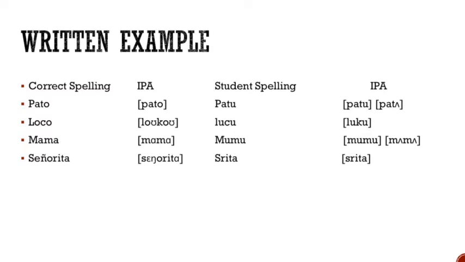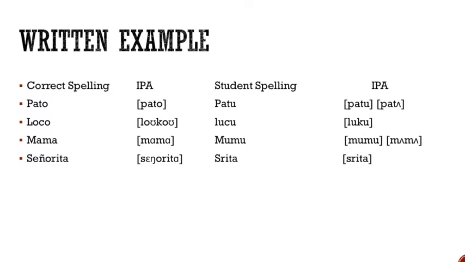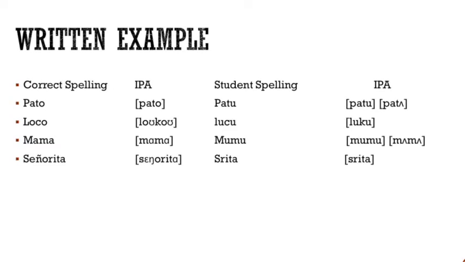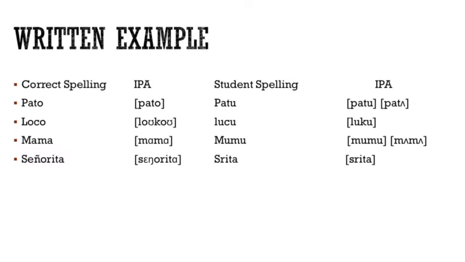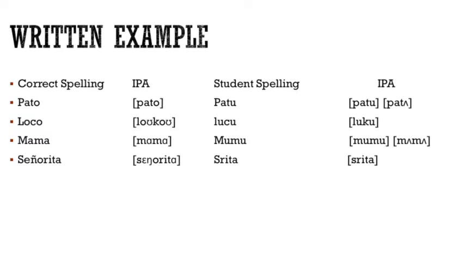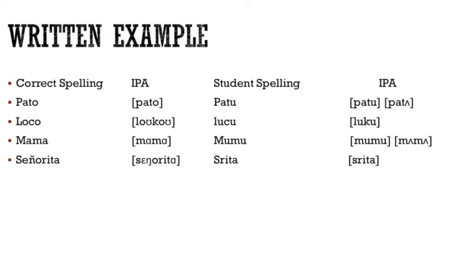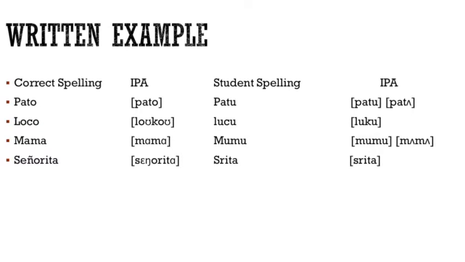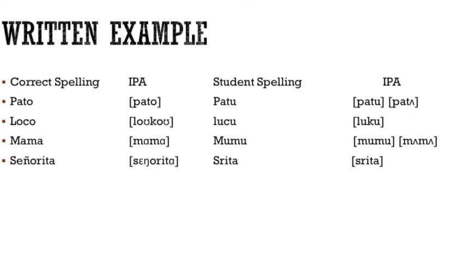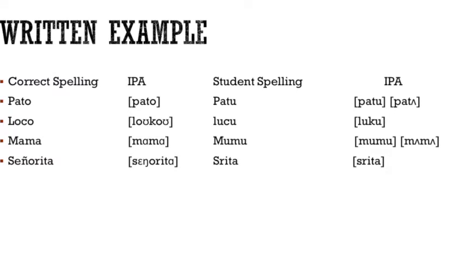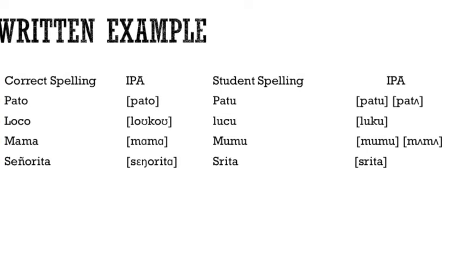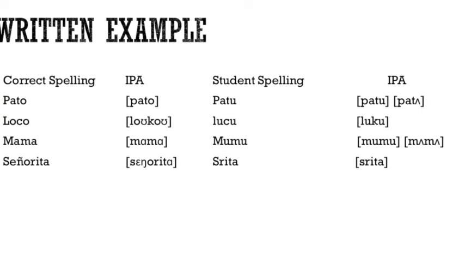But I also wanted to see if they can recognize any more of the sounds. For pato, she wrote patu. So instead of giving me the O sound, she gave me the U sound. For loco, she wrote luku. So again, I can really see that this student's struggling with the vowel sounds, especially the O. Third, the student gave me mumu instead of mama. Again, she really likes that U sound.